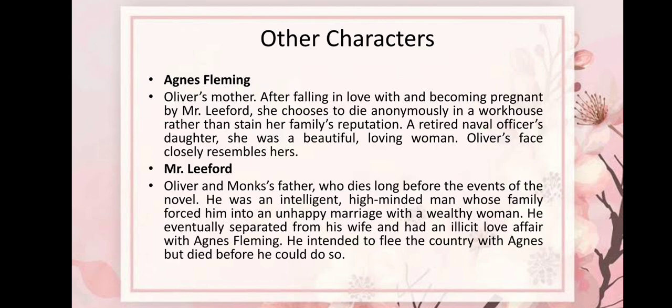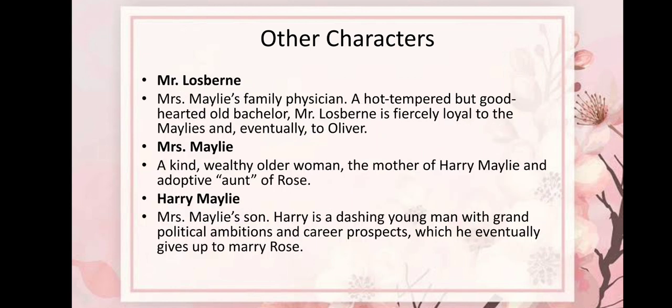Then we have Agnes Fleming. Now, this is the name of Oliver's mother, although she is not alive in the novel. After falling in love with and becoming pregnant with Mr. Leaford, she chooses to die anonymously without being known in a workhouse rather than stain her family's reputation. A retired naval officer's daughter, she was a beautiful, loving woman, and Oliver's face closely resembles her. Her portrait is mentioned in the novel, her name is mentioned in the novel, but she is dead before the novel opens.